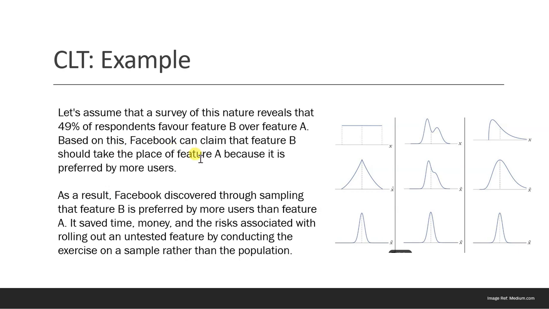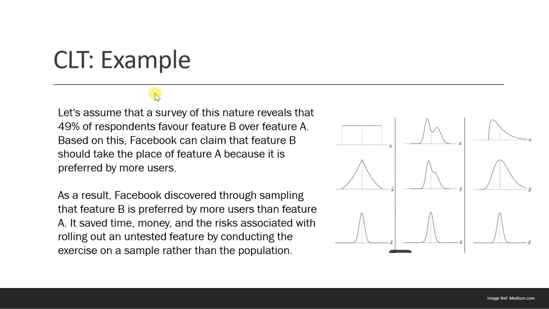So Facebook can claim that feature B should take the place of feature A because it is preferred by more users. As a result, Facebook discovered through sampling that feature B is preferred by more users than feature A, and it saved the time, money, and risk associated with conducting the exercise on the whole population rather than on a sample. So as you can see, Facebook has saved so much money, right?